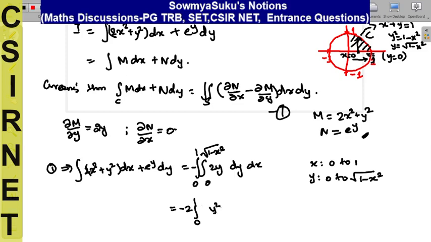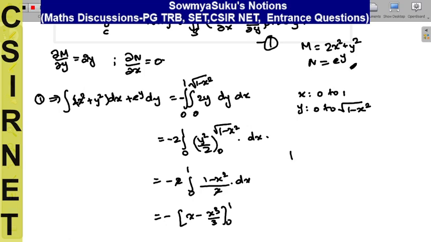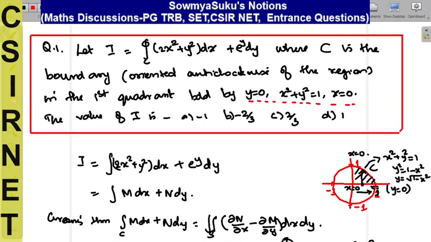So that is equal to minus 2 times the integral from 0 to 1 of y²/2 from the limit 0 to root of 1 minus x², dx. That is equal to minus 2 times the integral from 0 to 1 of (1 minus x²)/2 dx, so the 2 gets cancelled. Again doing the integration, x minus x³/3 from the limit 0 to 1, which is equal to minus (1 minus 1/3), which is minus 2/3. So you can see option B, minus 2/3, is the right one.